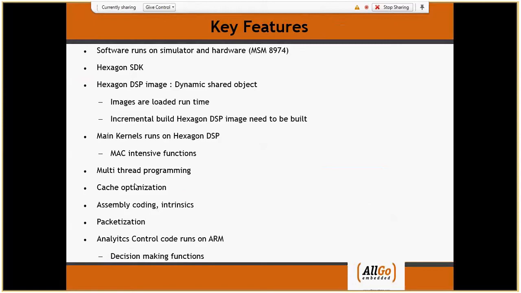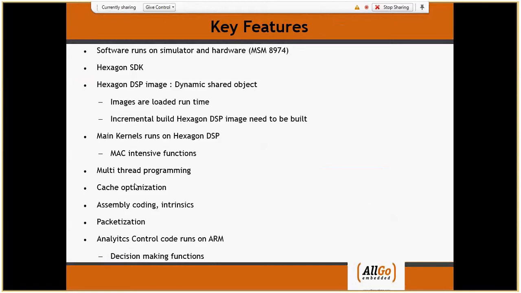We have also implemented multi-threading programming. This is basically the hardware multi-threading which QDSP supports. Currently on 8974 there are 3 hardware threads. In most of the algorithms, we have utilized these 3 hardware threads to split the program into 3 chunks and run them in parallel. By this itself we should be able to get a 3x performance basically. We have also done some cache optimization. We will try to briefly describe how things are done in the following slides.